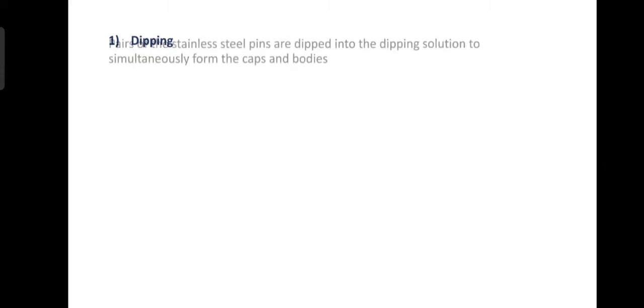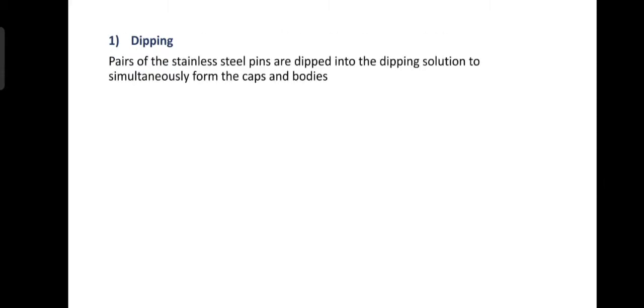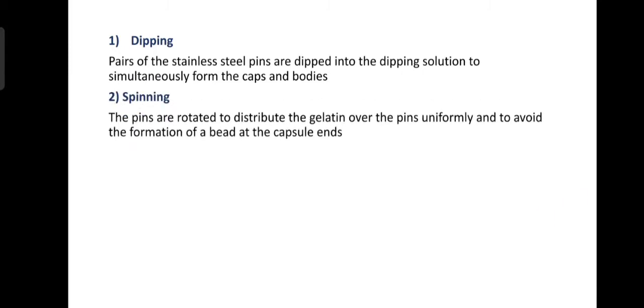Dipping. A pair of stainless steel pins are dipped into the dipping solution to simultaneously form the cap and body of the capsule. In spinning, the pins are rotated to distribute gelatin over the pins uniformly and to avoid the formation of a bead at the end of the capsule.